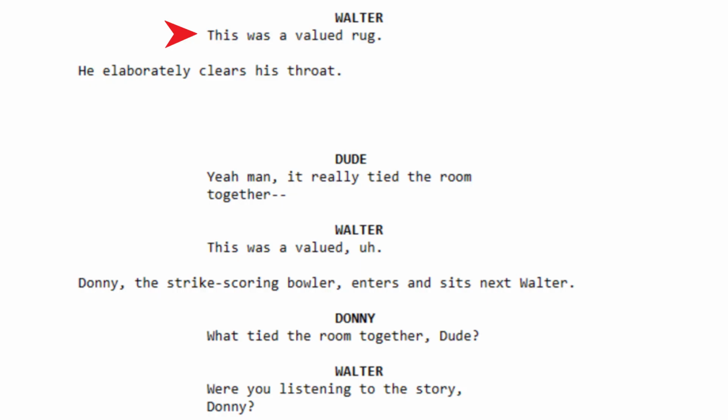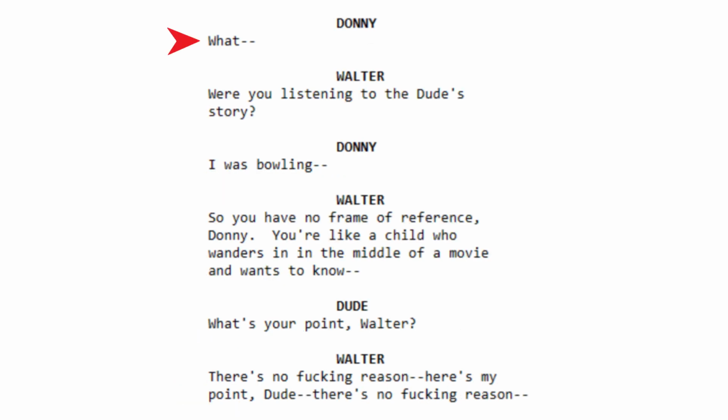This was a valued rug. Yeah, man, it really tied the room together. What tied the room together, dude? Were you listening to the story, dog? What? Were you listening to the dude's story? I was bowling. So you have no frame of reference. You're like a child who wanders in the middle of a movie and wants to know. What is your point, Walter? There's no reason. Here's my point, dude. There's no reason. Yeah, Walter, what's your point?